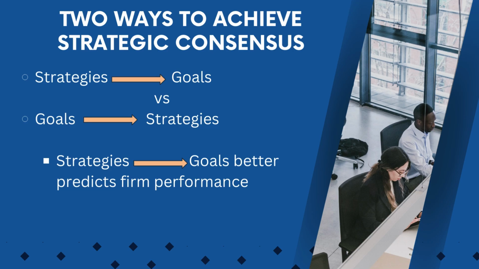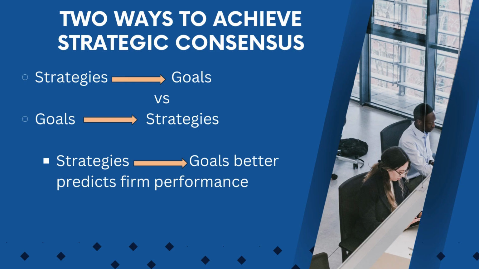Ways to achieve strategic consensus. These two alternative sequences, strategies toward goals versus goals toward strategies, were contrasted against each other in a study involving the heads of purchasing and manufacturing of more than 100 manufacturing companies in Spain. Results suggested that the strategies-toward-goals sequence was superior in terms of predicting firm performance.